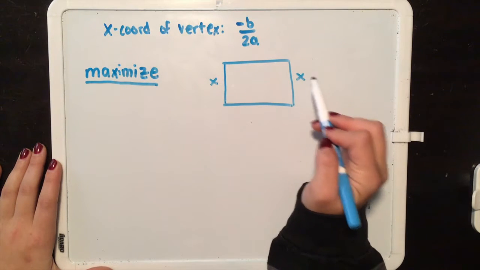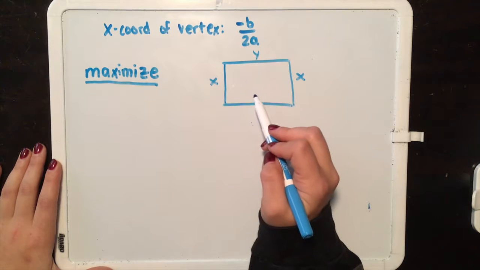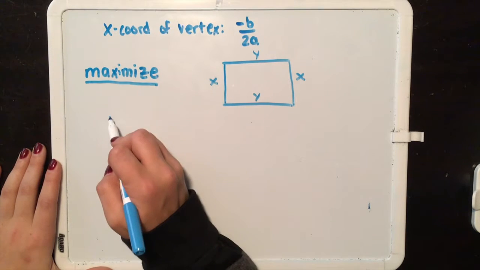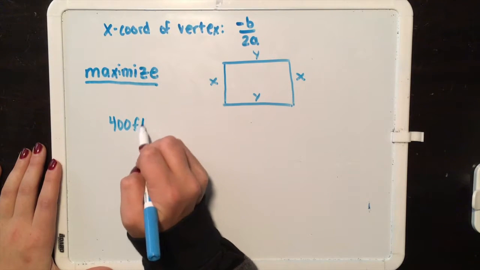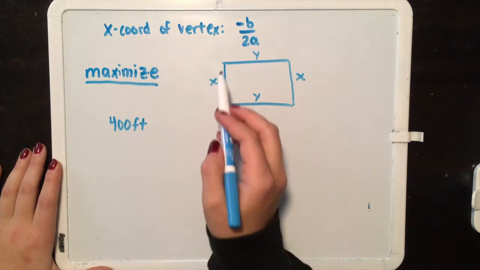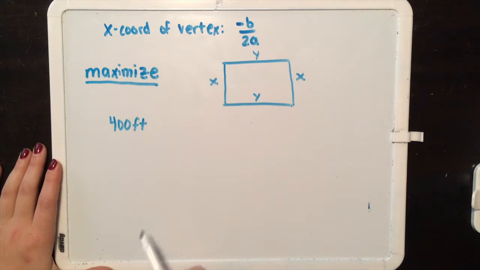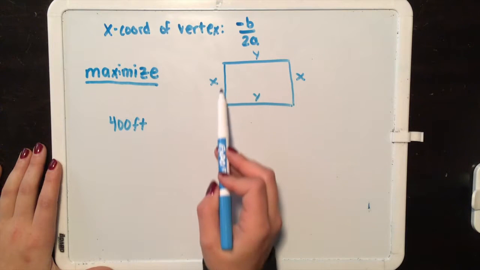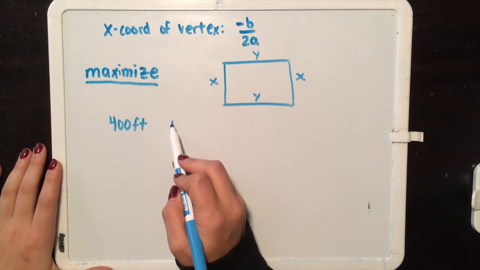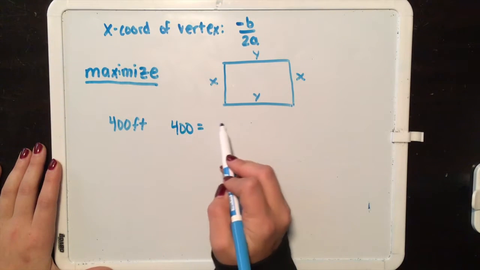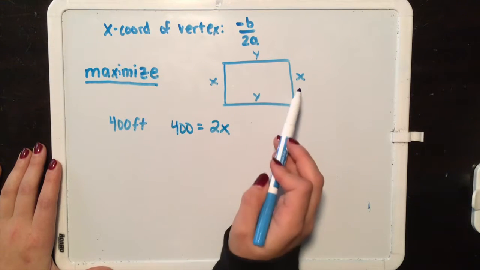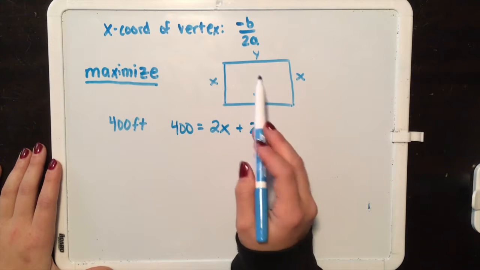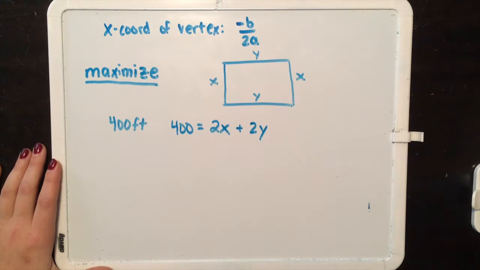If these sides are of length x and these sides are of length y, and say you only have 400 feet of fencing to go around the pen. 400 feet would therefore be the perimeter of this rectangle. So 400 would equal 2 x's, because we have 2 x's, plus 2 y's, since we have 2 y's.